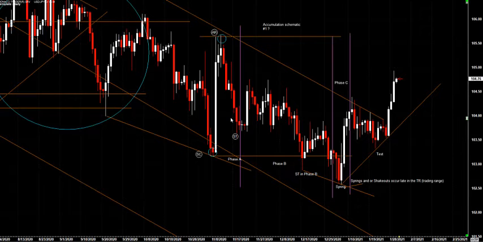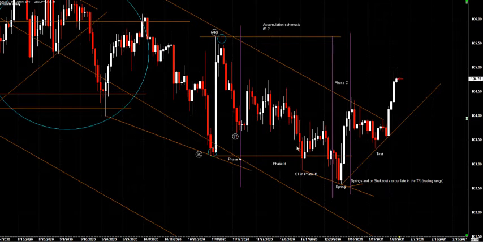So again, they're accumulating shares at the lows. We can see that with, let's say, an increase or a decrease in volume. Sometimes that's going to give us some divergence, show us some turning points. Phase C is where we go through a decisive test of these support lows, and it creates a spring in this example, schematic number 1.